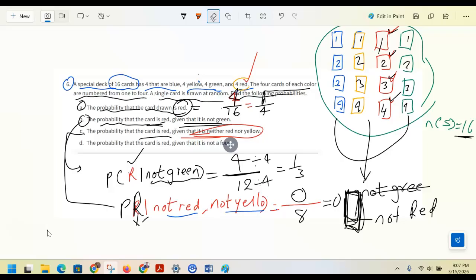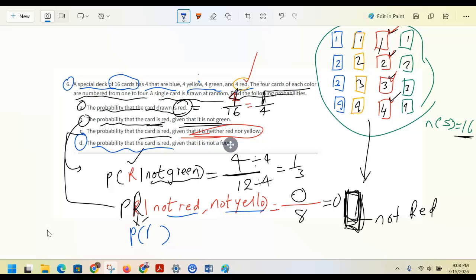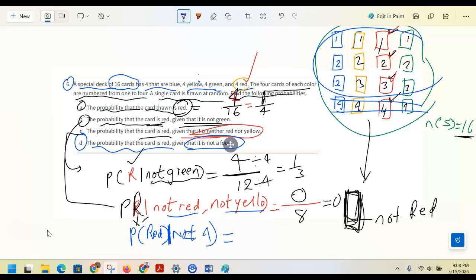Okay, and finally, the last question is the chance that the card is red. Again, probability that it is a red card, and it is told it is not four. And I have to cancel these four cards. See? So that means these remaining are 12. So out of 12, I'm going to say not four. That means out of 12, how many are red? And you can see there are four red. So it is 4 out of 12. So divide by 4, you get 1 out of 3, and you're done.